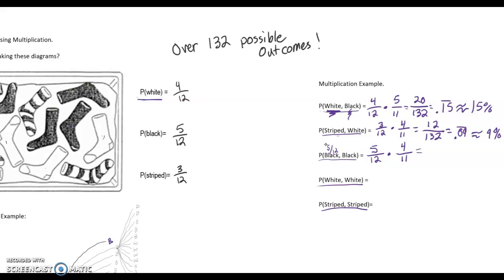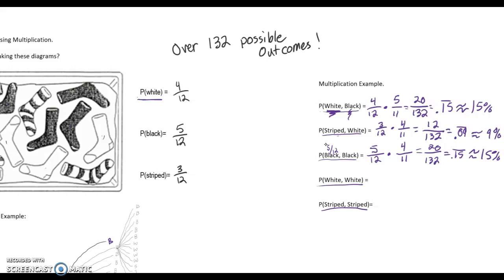So if we multiply across, we're going to get 20 over 132, which we already know from up here is 0.15 repeating from our first example, and is approximately 15%. So we have a 15% chance of getting a match with black socks.